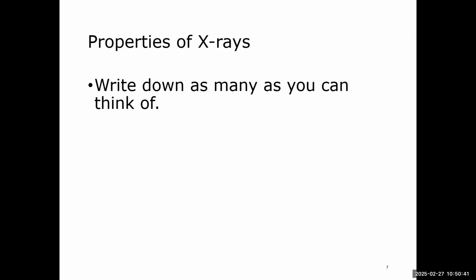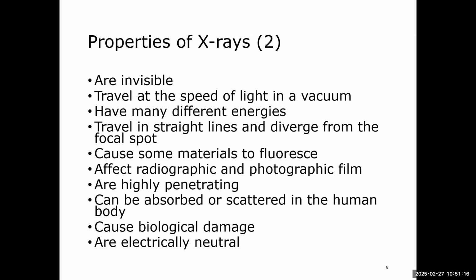So let's talk about some properties of X-rays. Just start calling some out that you can think of. They're invisible. Invisible, yeah. They travel at the speed of light. No mass. What else? Travel in what? Straight line. Have the ability to make some materials glow or fluoresce. Can cause damage through, yes, ionization. So these are just some of them that are in the chart in your Faber books.